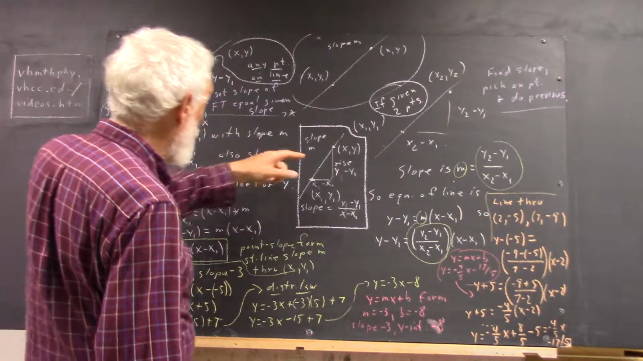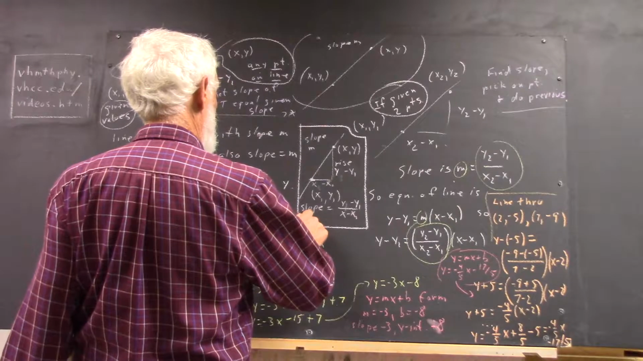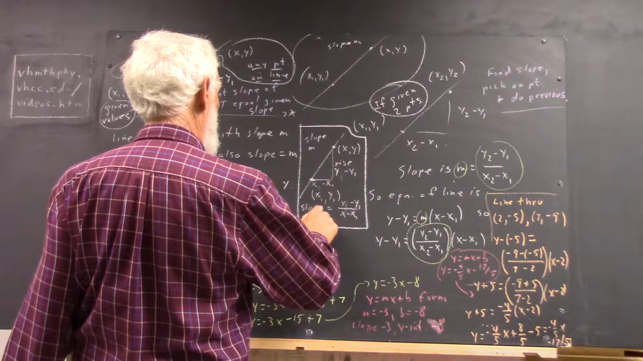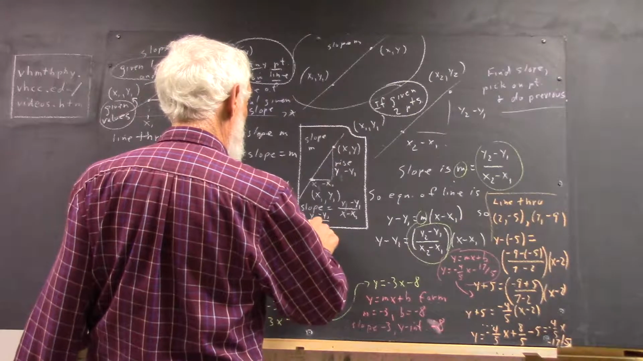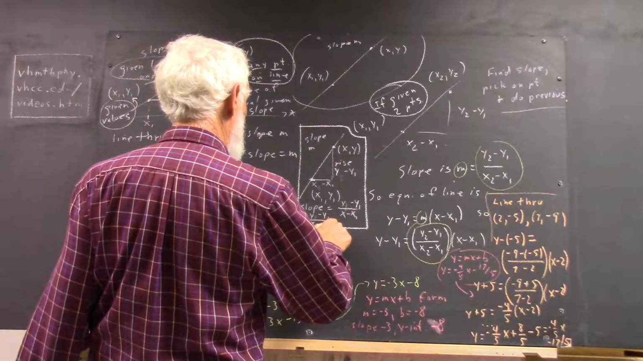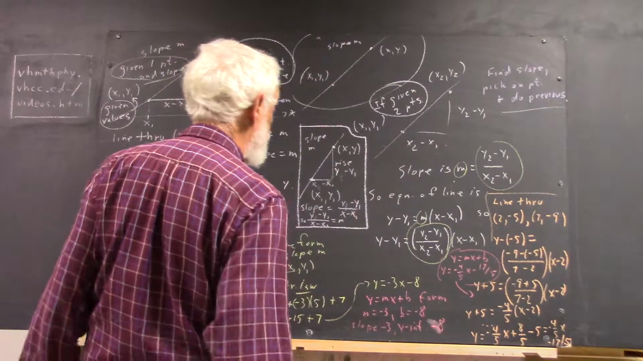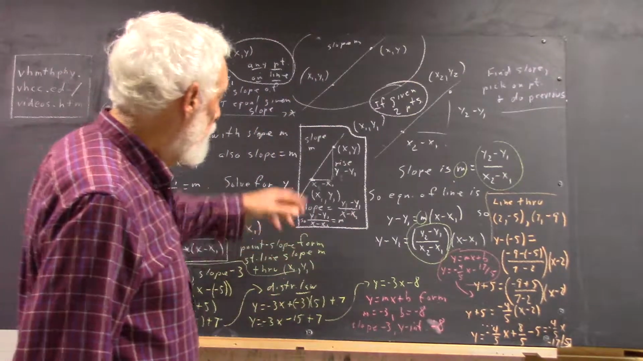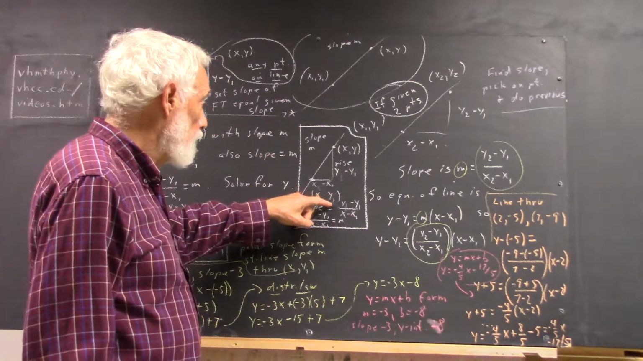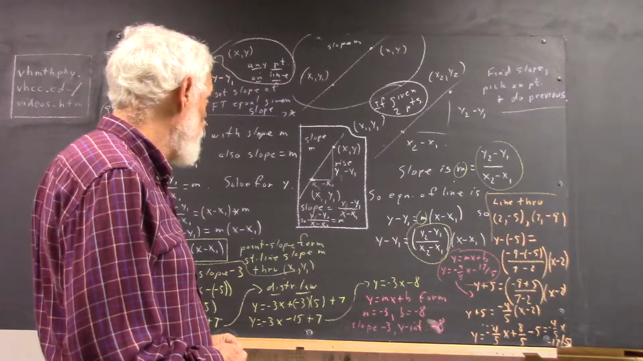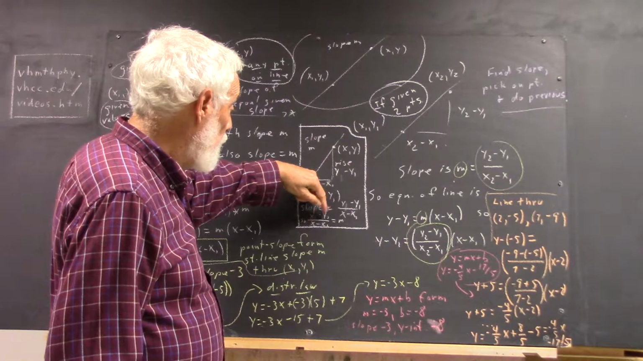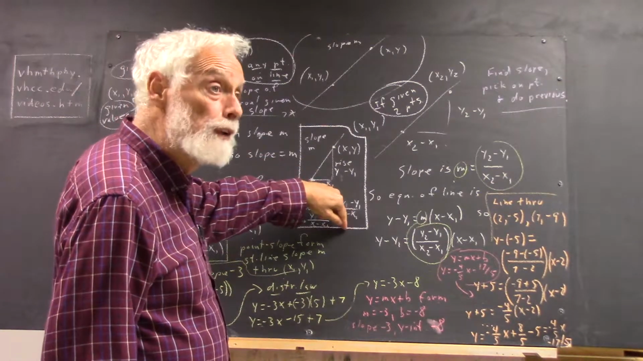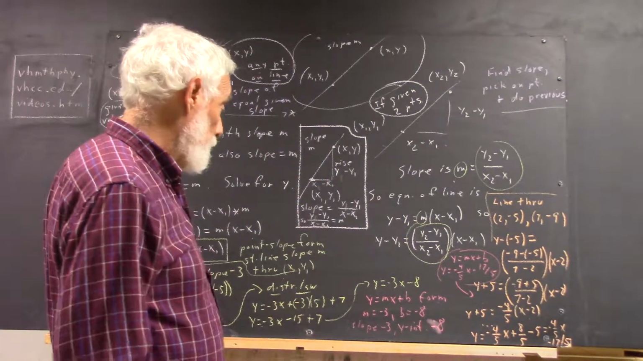Now the slope is m. So our y minus y1 over x minus x1 has to equal m. So if we have a line through the point x1, y1 with the slope m, then if xy is on the line, y minus y1 over x minus x1 has to equal m, whatever m happens to be.